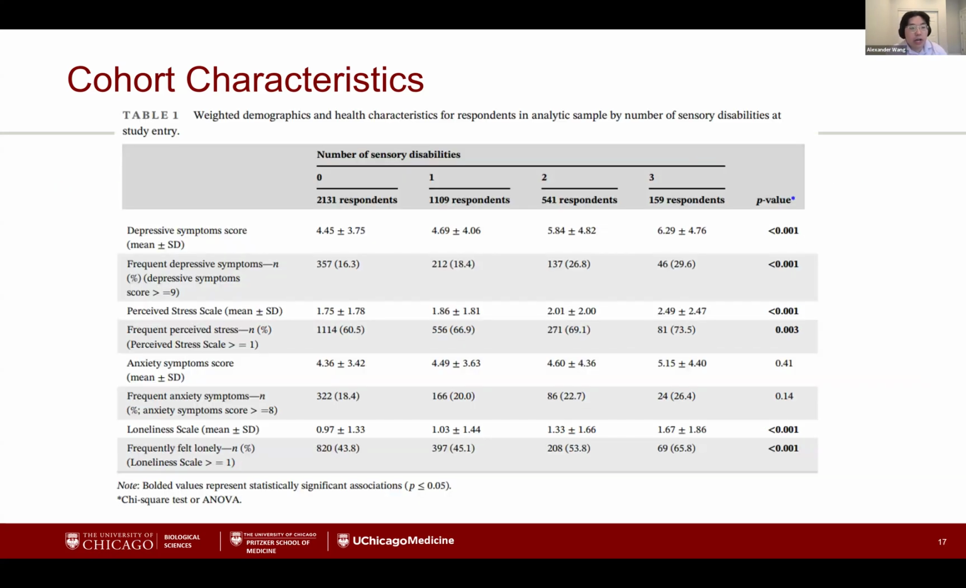Here are more characteristics, talking about all the mental health markers that we used. We see a similar trend, especially with depressive symptoms. As people had more sensory disabilities, they had more frequent depressive symptoms. Same picture with perceived stress: more sensory disabilities, more perceived stress. We did not see a significant trend with anxiety symptoms. We see that they increase, but not significantly. And then with loneliness, we see a significant increase in loneliness symptoms as the number of sensory disabilities goes up.